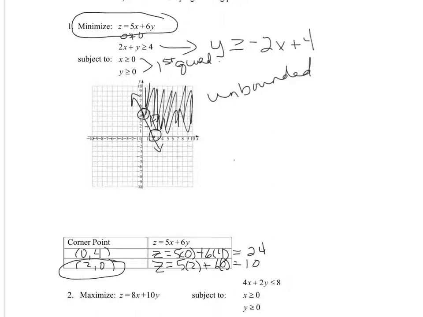That means, and I'm going to use the 3 dots as a triangle, which stands for therefore, the minimum of 10, because that's the value I got when I plugged it in, occurs at the ordered pair (2, 0).